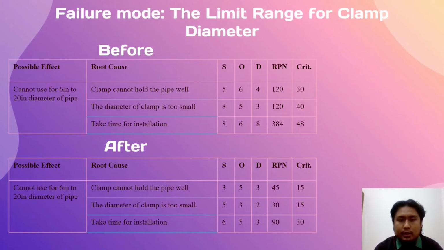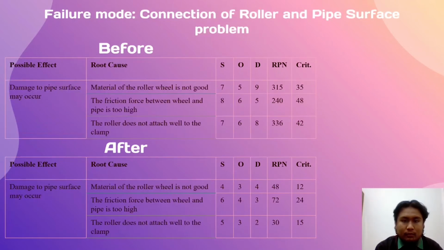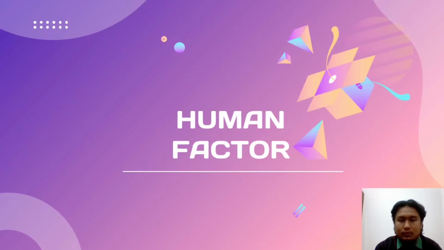Second failure mode is the limit range of clamp diameter. Our objective is to create a clamp that can be used for variable diameter of pipe, especially for the range 6 inch to 20 inch. And third failure mode is connection of roller and pipe surface problem. Our objective is to minimize the damage to the pipe surface.